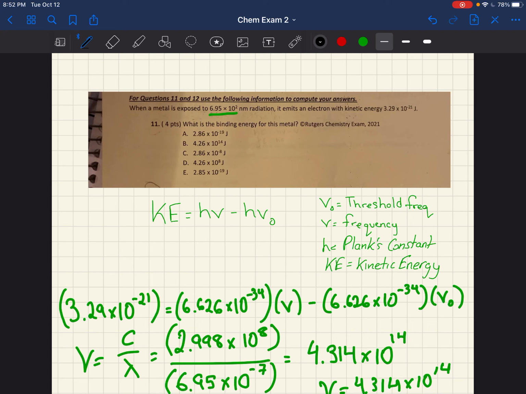Moving away from the quiz, go look at reviews, go look at online resources, try to do other stuff with threshold frequency and binding energy, and maybe you'll start to get an understanding moving away from this singular problem.